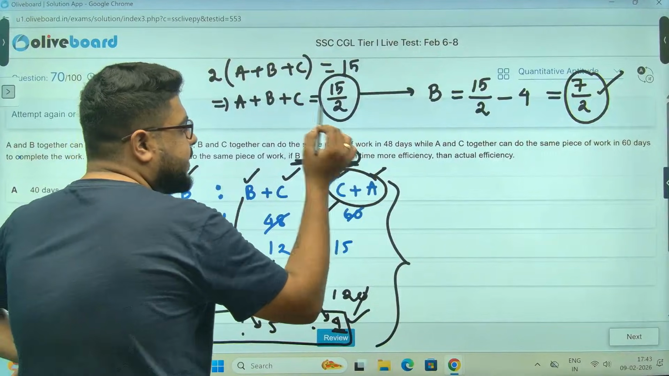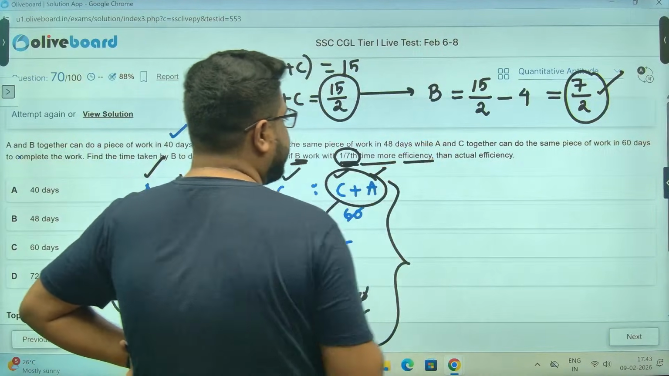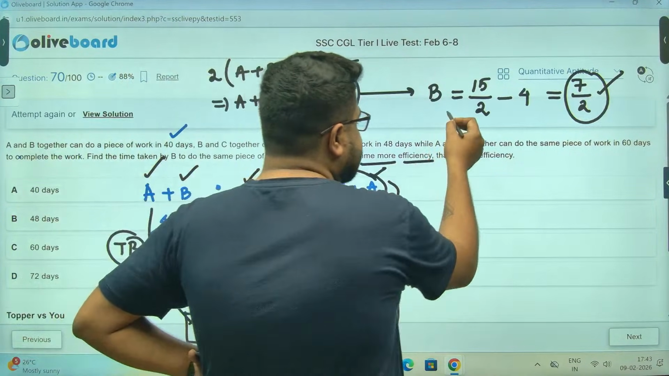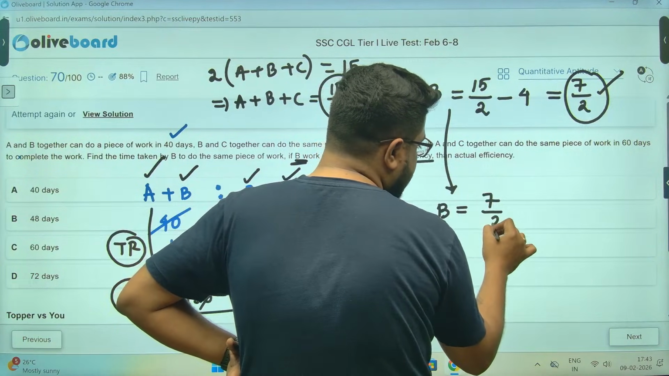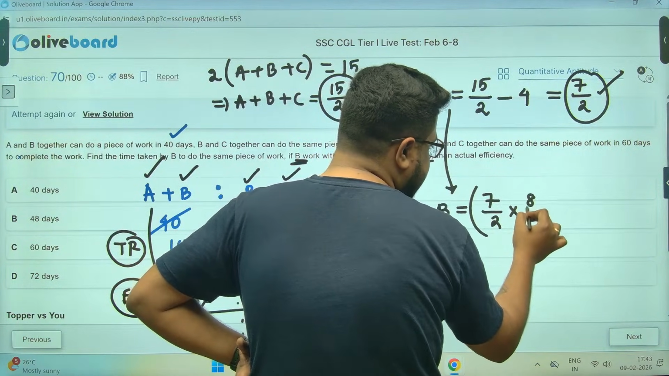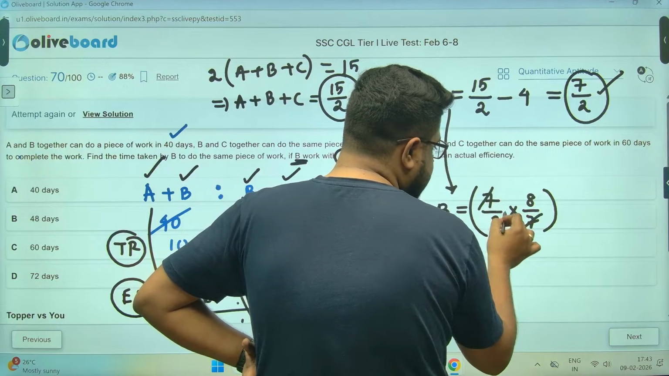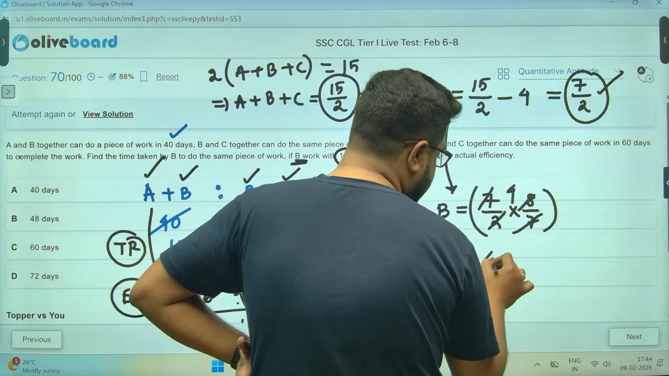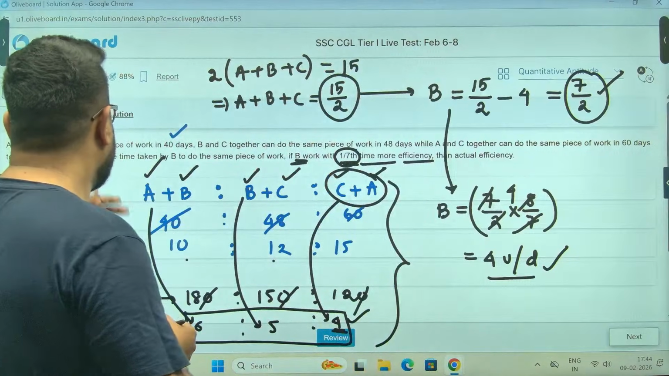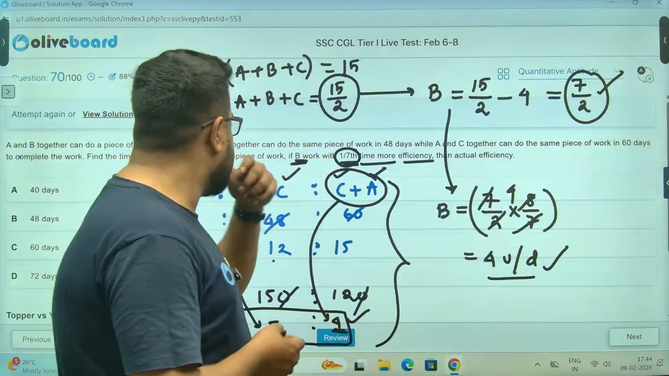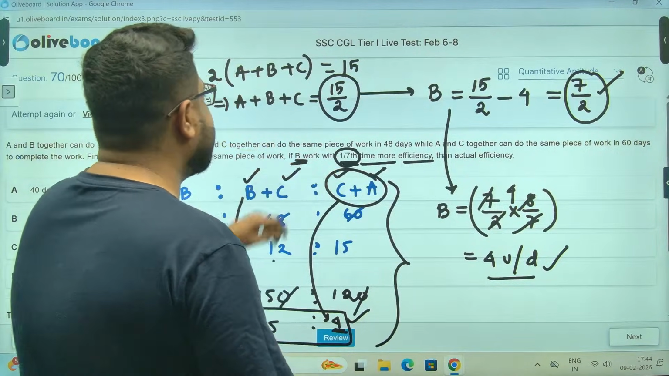Working with 1/7 time more efficiency, B's efficiency now will be 7 by 2. 1/7 time more means 8/7 time. So that is 4 units a day. They are asking to find the time taken to do the same piece of work.